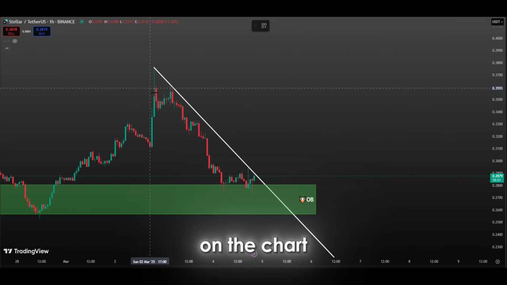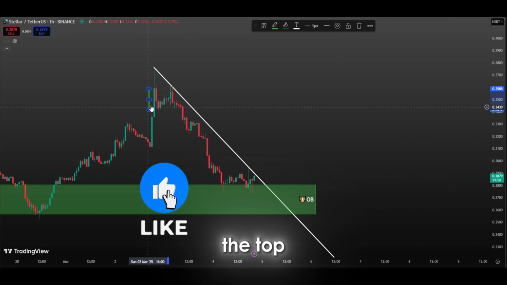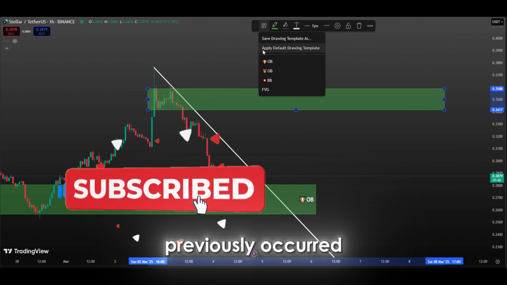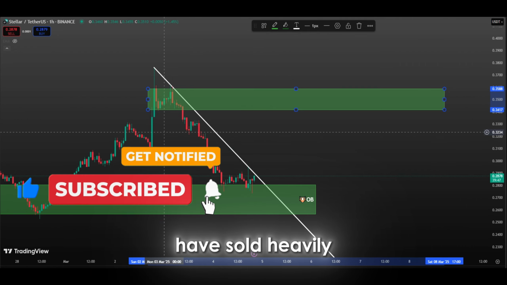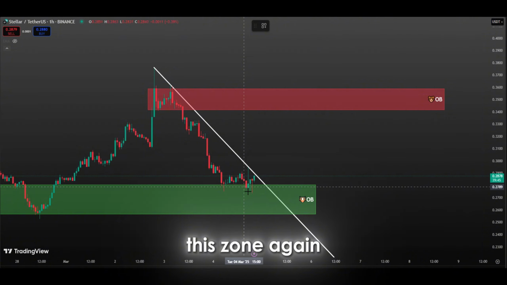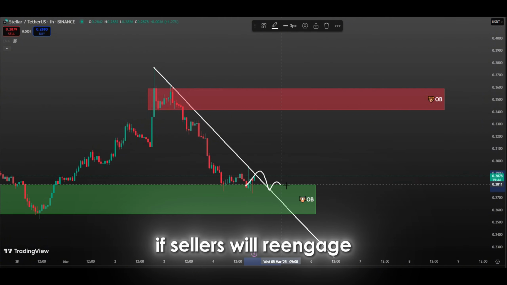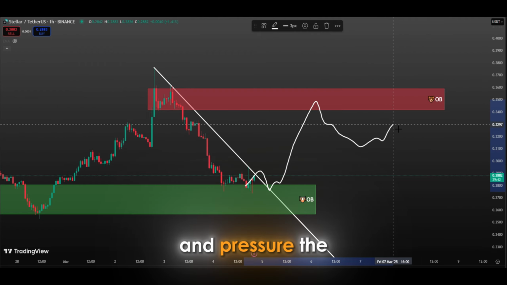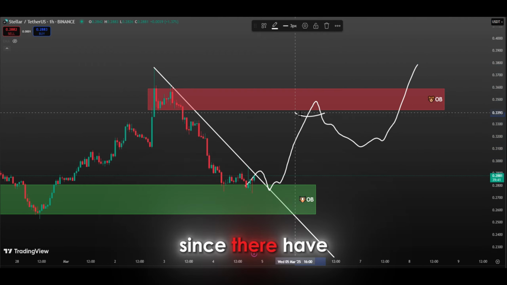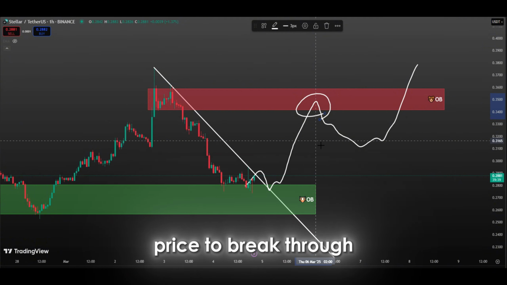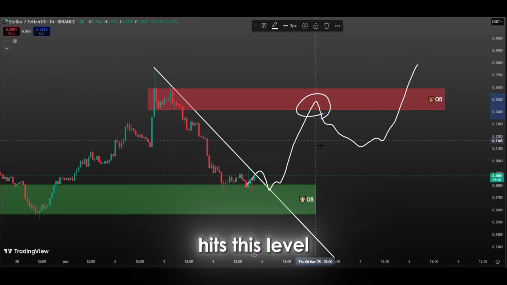Another important area on the chart is the bear order block at the top. Bearish order blocks are areas where strong selling has previously occurred, where large investors have sold heavily and the price has reacted downwards. If price approaches this zone again, it will be critical to see if sellers will re-engage. This area could work as a strong resistance and pressure the price downwards. Since there have been big sell-offs here before, high-volume buying will be required for the price to break through. Once the price hits this level, you need to be careful, because it may not be able to break here in one go.